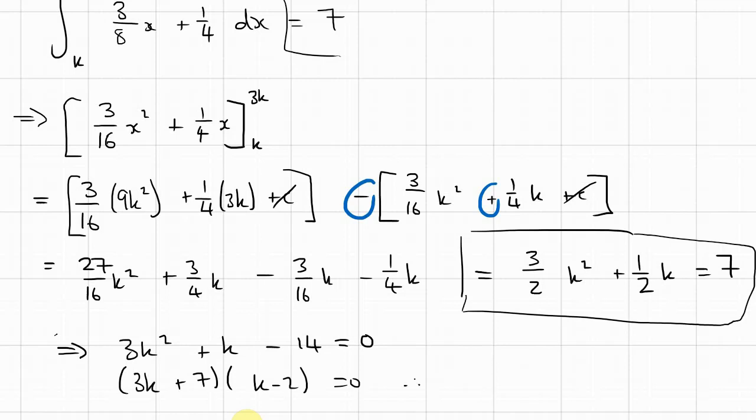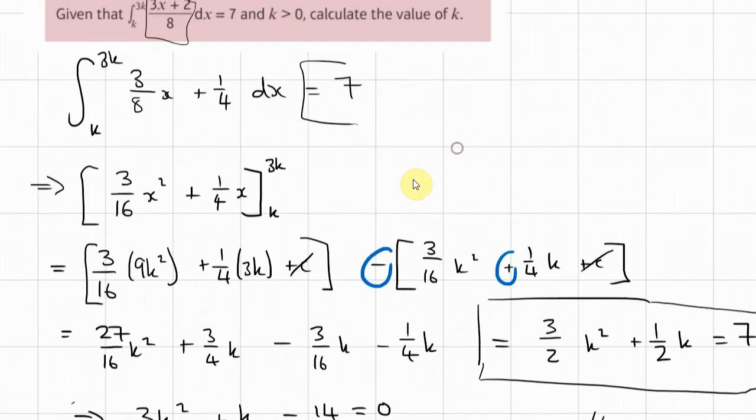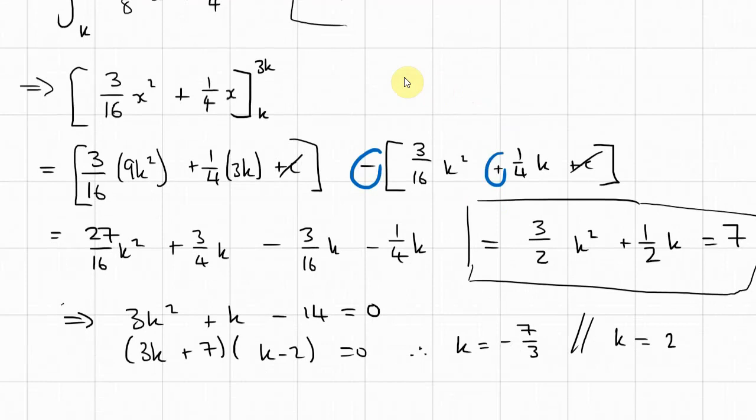So therefore, that triple dot means therefore, k is going to equal minus 7 over 3, or k equals 2. Back into the question, it says k is greater than 0. So we can say this solution is a load of bogus, and this solution is good. Write a little sentence. Say, as k is greater than 0, k equals 2. And that's the challenge question done from there.